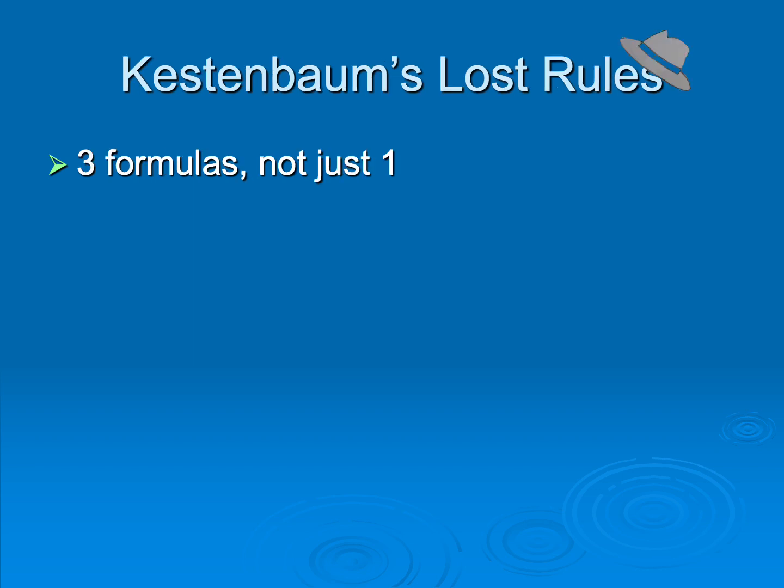And so that leads us on our quest to find Kestenbaum's lost rules, because it turns out that if you read his paper from the 1800s, which is a really great paper, it's kind of fun to read if you can find a copy, he gave us 3 formulas, not just one. And I know that you're dying to know what those other 2 formulas are, and I'm not going to string this out. I'm going to tell you. So let's go ahead and reveal the lost rules that have not really actually been lost to history.